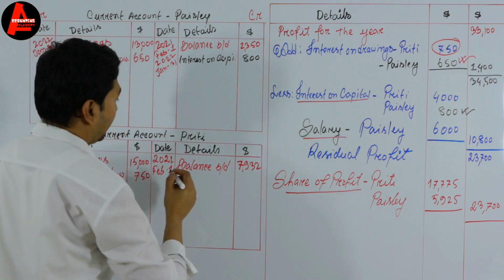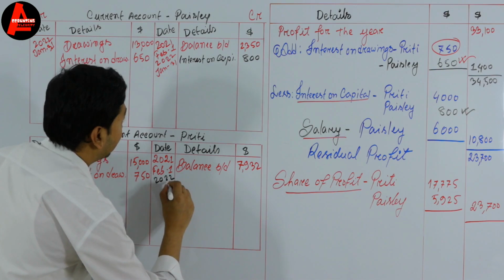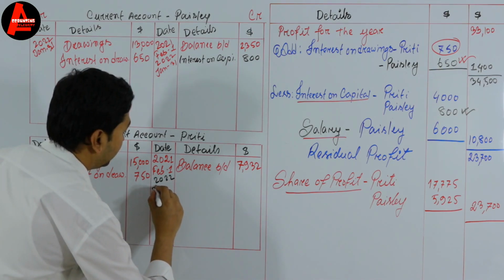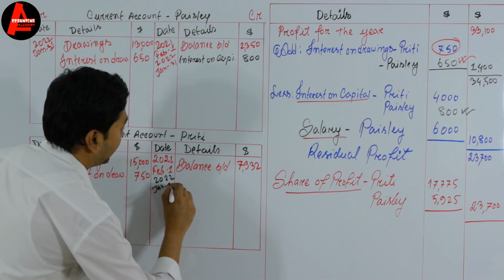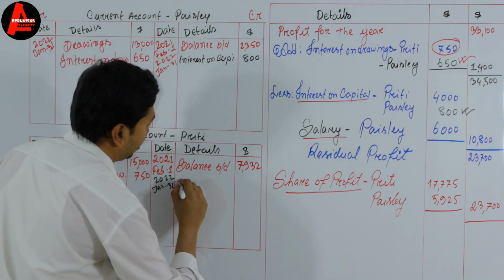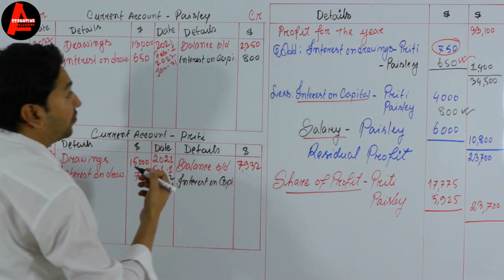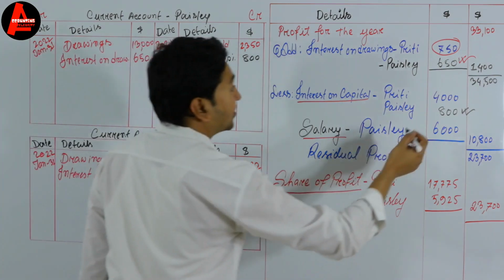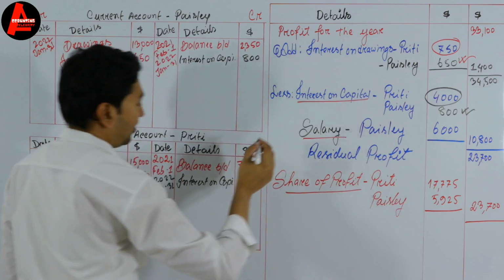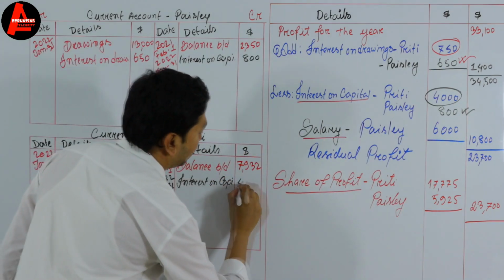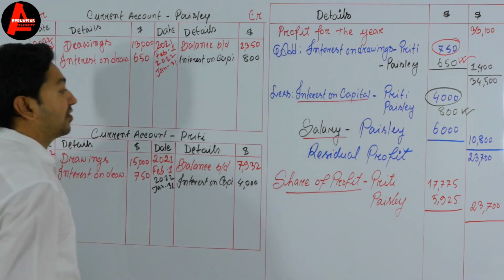And for Preeti, we will write here 2022 January 31st. We will write interest on capital. For Preeti it is $4,000, so we'll write $4,000. Okay, great.